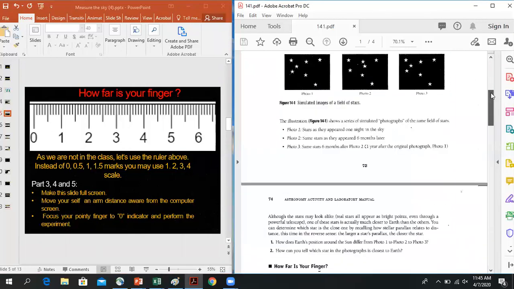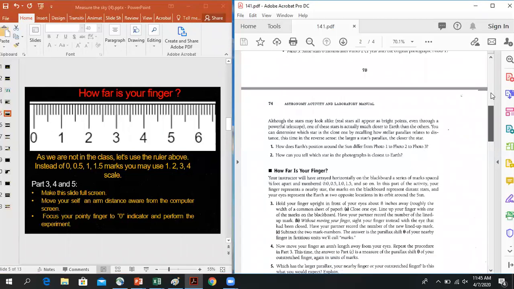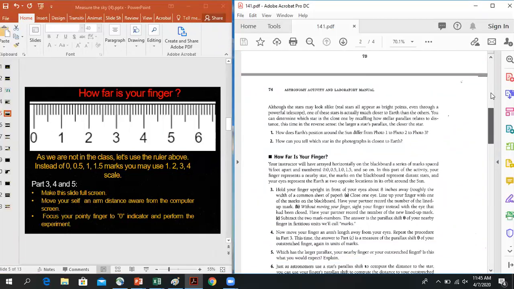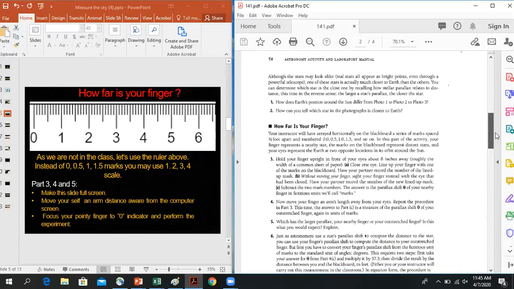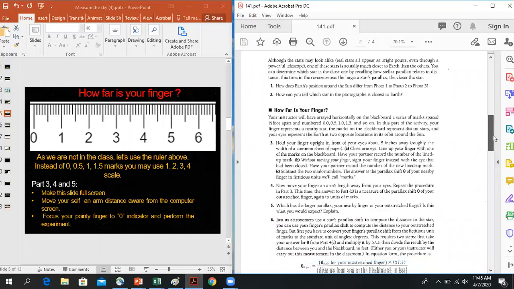So when you're answering questions 1 and 2, think about that. What created that shift? If you're still confused, you may wait until you complete the next part of the lab, and then come back and answer that question.